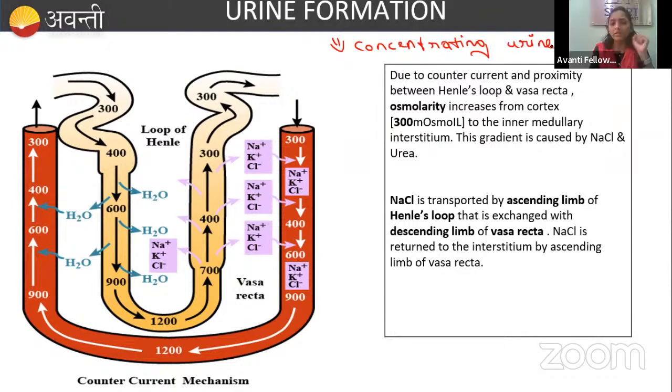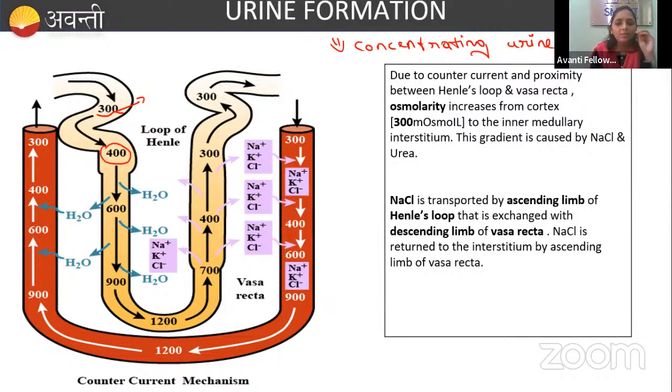So how is it going to work? Let us see. When the blood was filtered, the filtrate has a concentration of 300 osmol, that is 300 osmolarity. After it comes to the proximal convoluted tubule, it is 300 osmol, and when it comes to the descending limb of Henle, the osmolarity is 400.